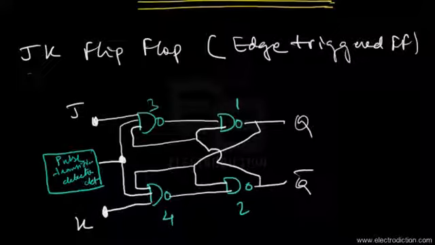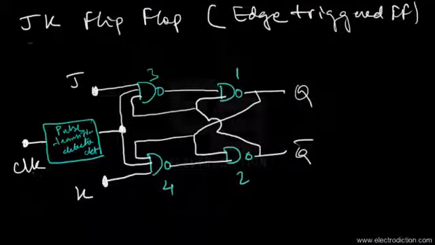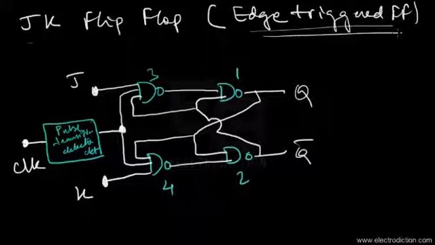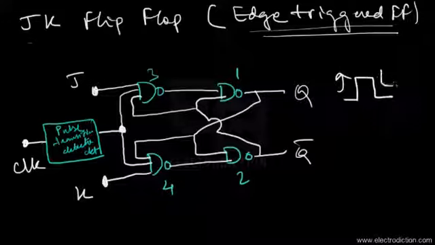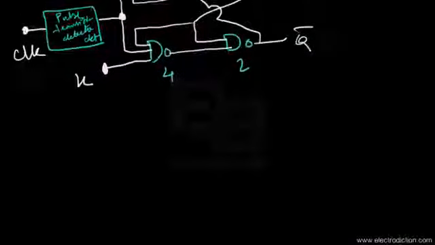Here's the pulse transition detector circuit, and over here we would apply the clock signal. What this pulse transition detector circuit does is detect the clock pulse edges. That's why it's an edge-triggered flip-flop. Being edge triggered, it could be triggered either on the positive or on the negative edge of the clock pulse. Depending upon that, there are two types of flip-flops possible.